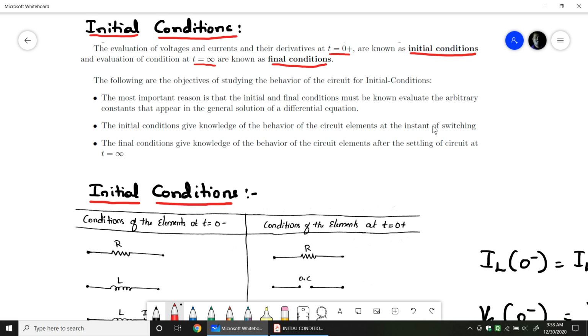Okay, so the final conditions give knowledge of the behavior of the circuit elements after the settling of the circuit at t equals infinity. The final time means how the capacitor behaves at the end, or how the inductor might behave at the end. Such things we'll be able to find out by knowing the final conditions of any circuit elements. That would be calculated when time reaches towards infinity.